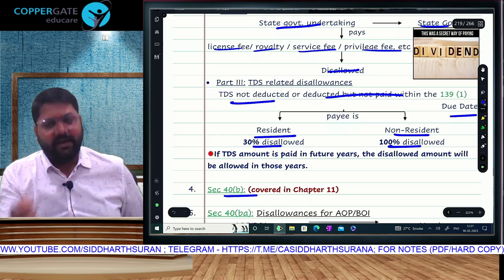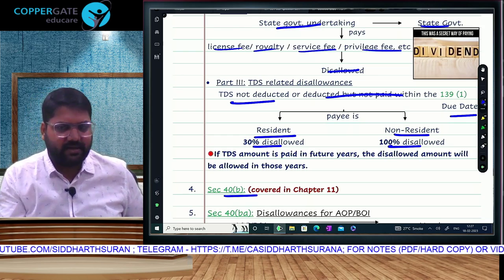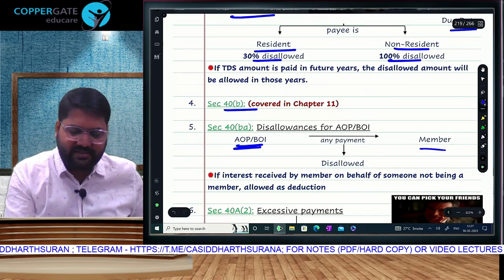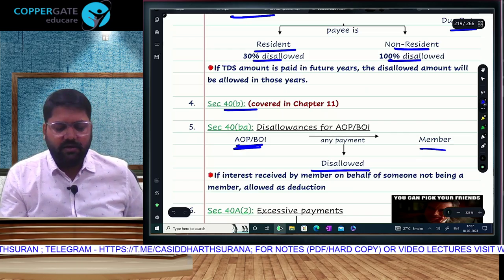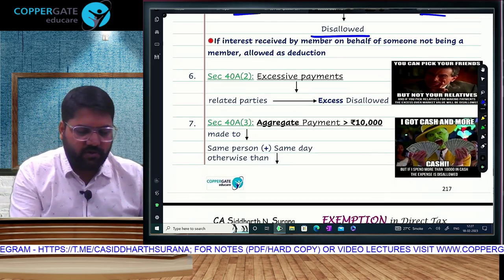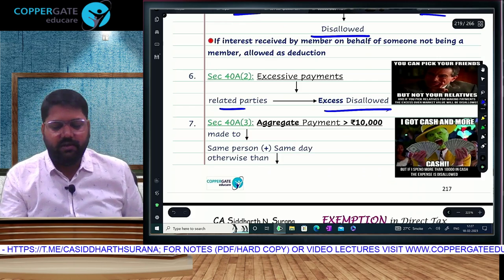40B remuneration and interest ka limit that we have already seen in the partnership ka chapter, so you can revise from there. But when AOP BOI pays anything to its member, it is going to be disallowed. AOP BOI ke liye fully disallowed. If you make excessive payment to your related parties, then your excess is going to be disallowed.